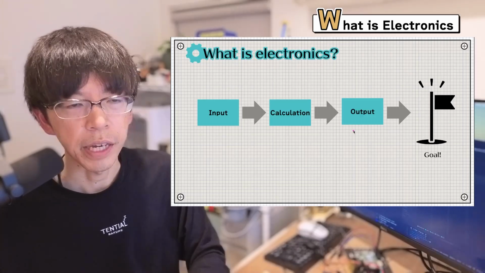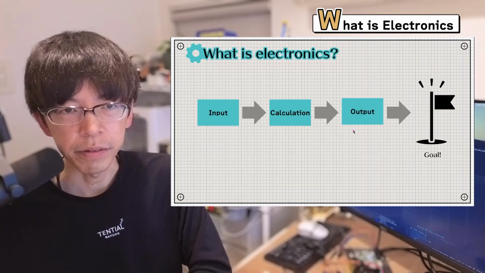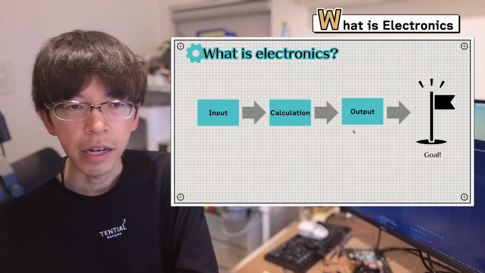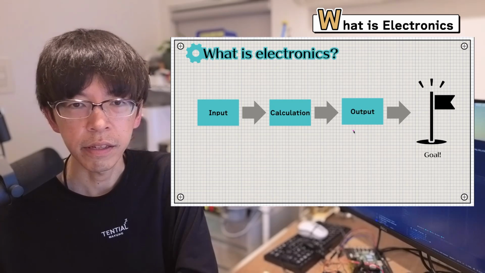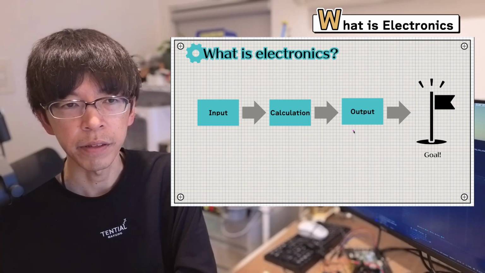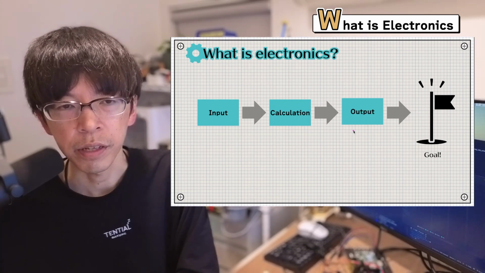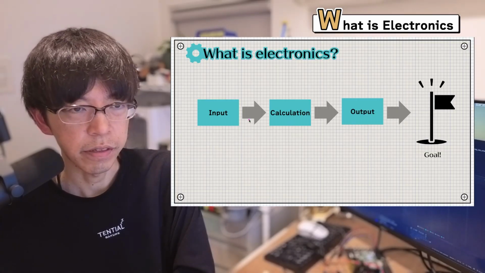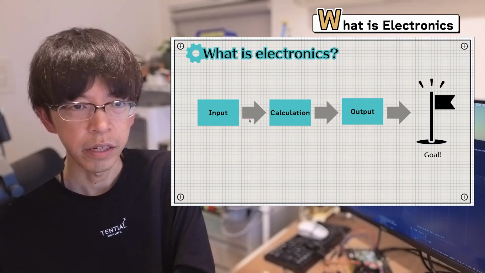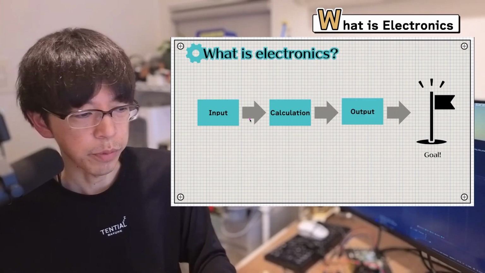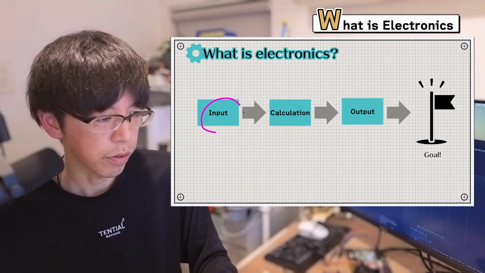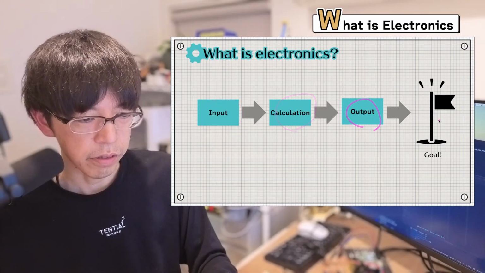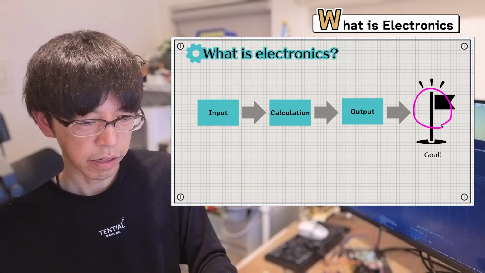Firstly, I will explain this diagram. I made a very simple diagram like this, as you can see. That can show the very basic flow of electronics. In my image, there are three components: first one is input, calculation, and output, and then finally you can achieve something as a goal.